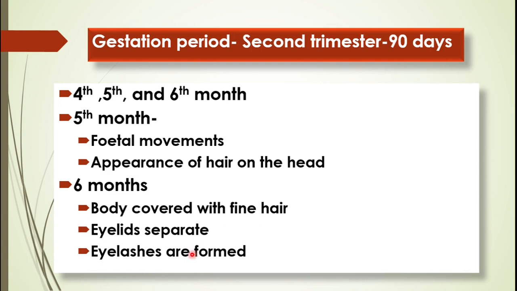So typically speaking, during the second trimester, there is organogenesis. Most of the organs start developing within the first and the second trimester. Organogenesis means development of organs. So by the end of the second trimester, all the organs have started developing, and most of the organs are also functional.